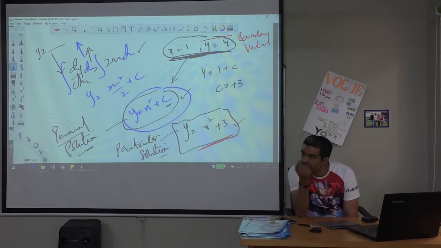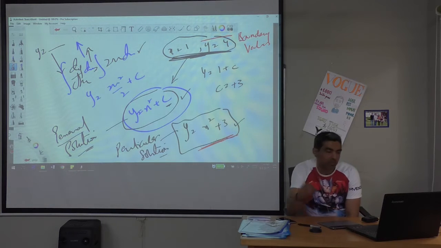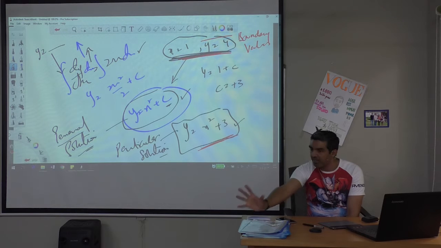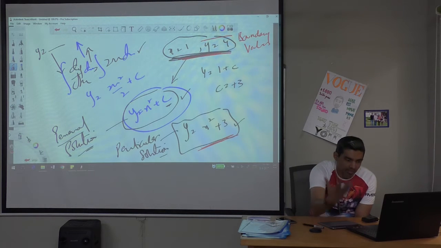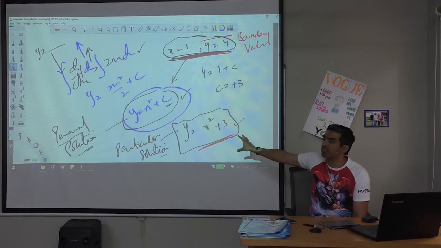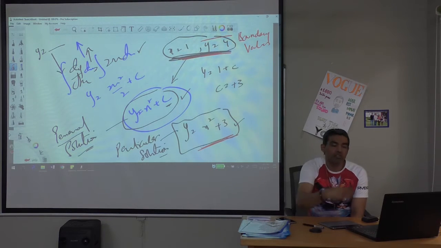Why is it called a particular solution? Why is the word particular being used? Because for these particular values, for that particular incident or for that scenario, this is the equation that relates the scenario. So that's what's called a particular solution.